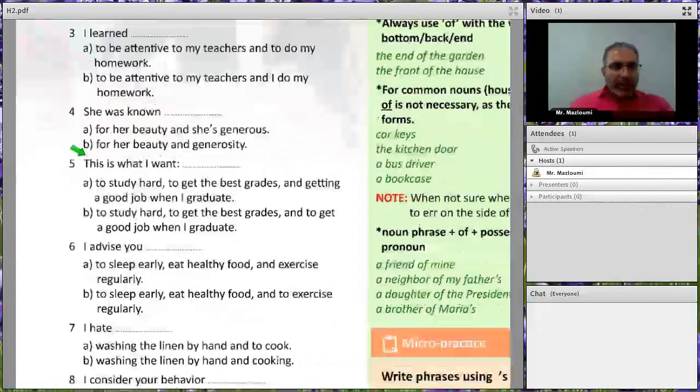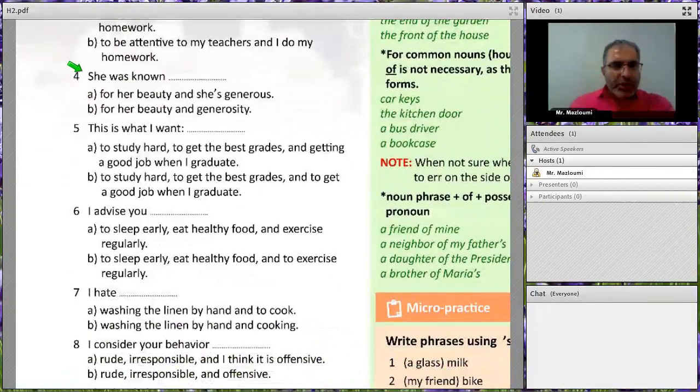Okay, well, number 4, she was known, the answer is B, for her beauty and generosity. Beauty is the noun form of beautiful, and generosity is the noun form of generous. So we have two nouns here, let's say. But in A, as you can see, her beauty, well, this is a noun phrase, but she's generous is a sentence, so the structures are not parallel in A.